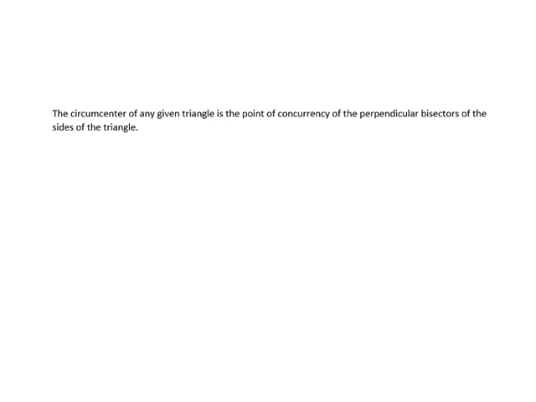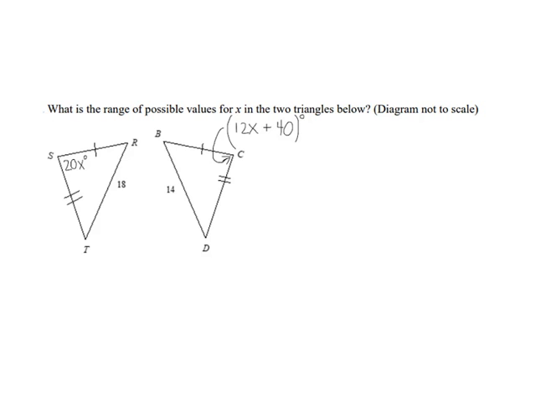So we'll kind of fast forward to this part we're at right here. We know that a circumcenter of any triangle is the point of concurrency. It's where the lines cross, right? Of the perpendicular bisectors of the sides of the triangle. And that's it. Just remember this statement. I'm going to take this other one here. What is the range of possible values for x in the two triangles below?